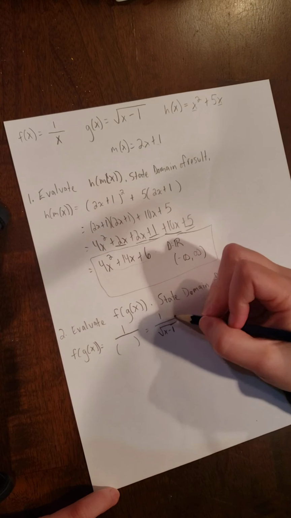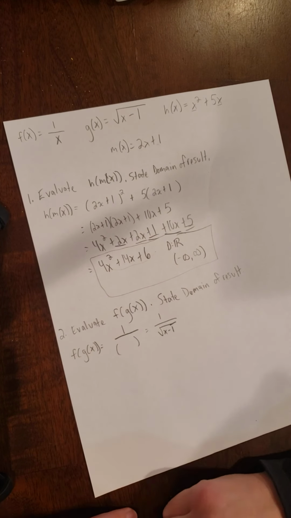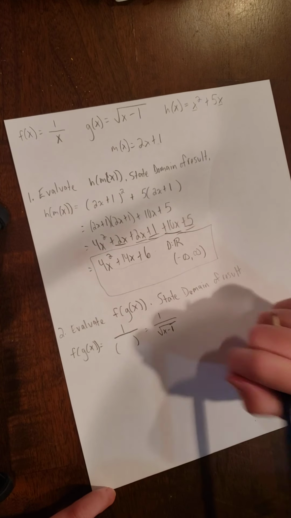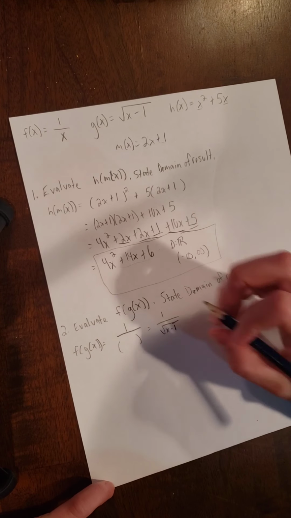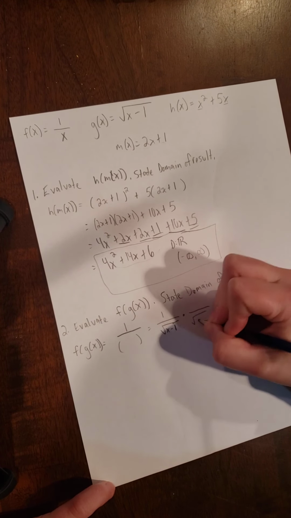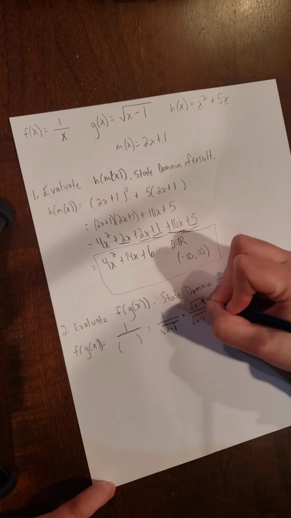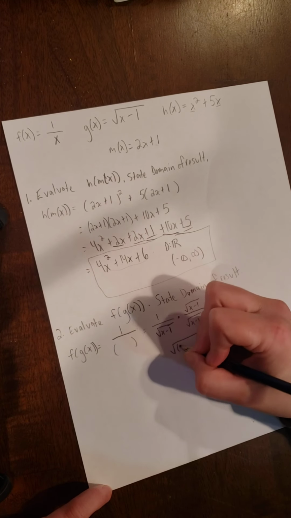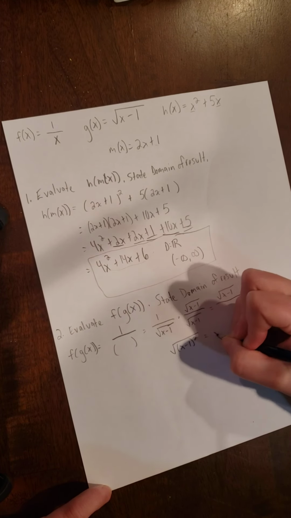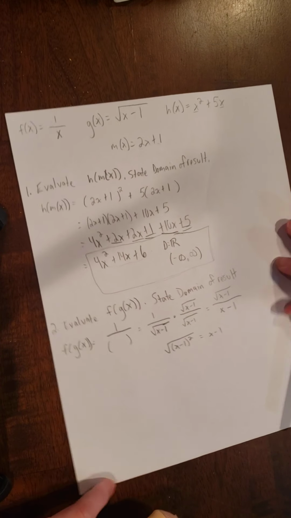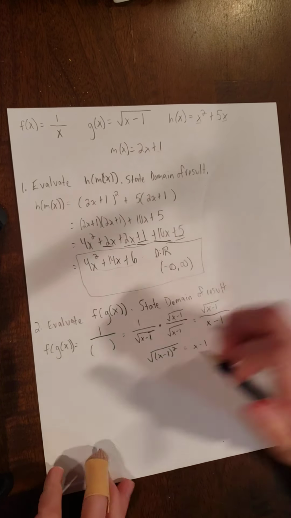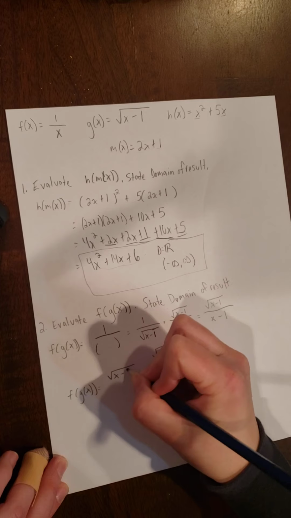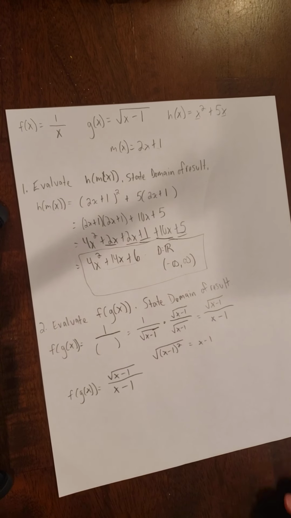And so now we shouldn't have a radical sitting in the denominator of our fraction. So let's rationalize that. We need to multiply it by the square root of x minus 1. That's going to leave us with the square root of x minus 1 over, this is going to be the square root of x minus 1 squared, which is just x minus 1. And now, this is f of g of x: the square root of x minus 1 over x minus 1.